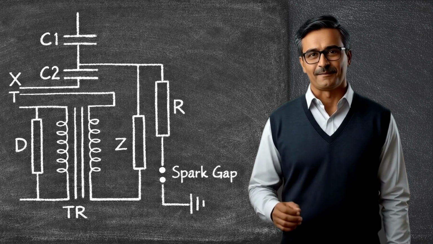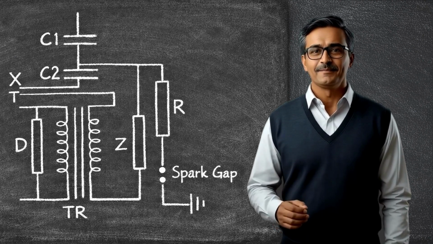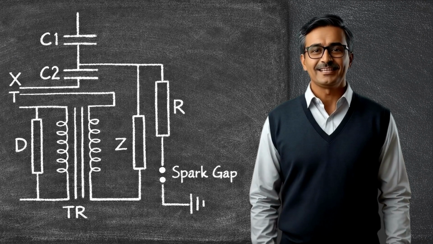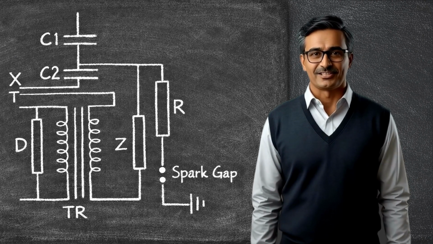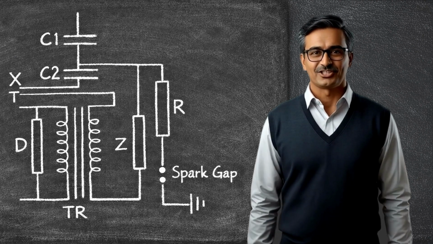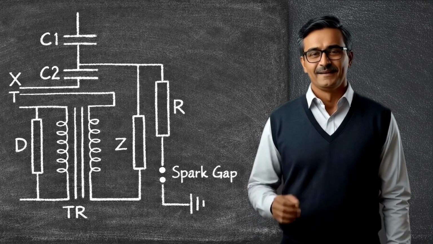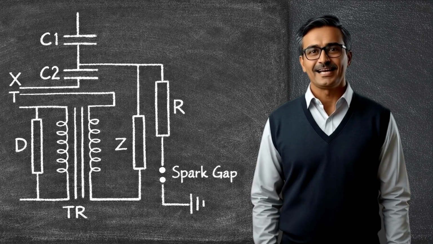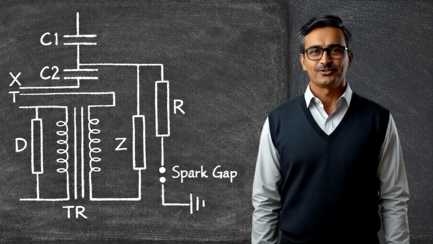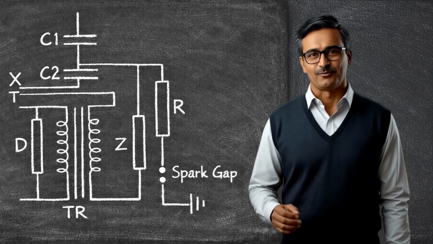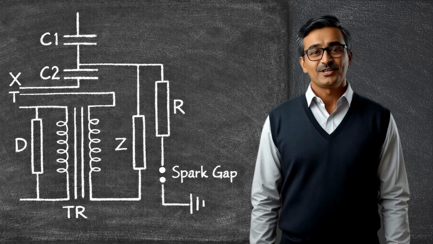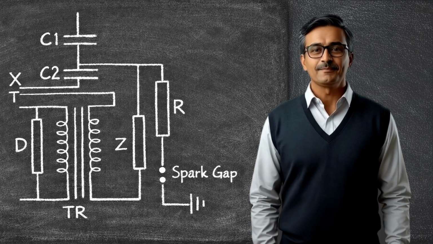Electromagnetic transformer. Now look at the center. This is the transformer marked TR. This is similar to a normal voltage transformer. Its role is to further step down the voltage, to provide isolation, and to supply standard secondary voltage like 110 volts. So the capacitors perform the major voltage reduction and the transformer provides final conversion and isolation.